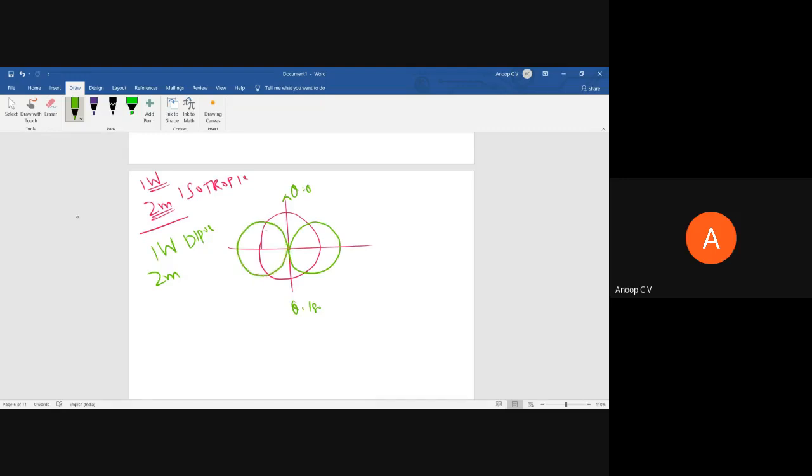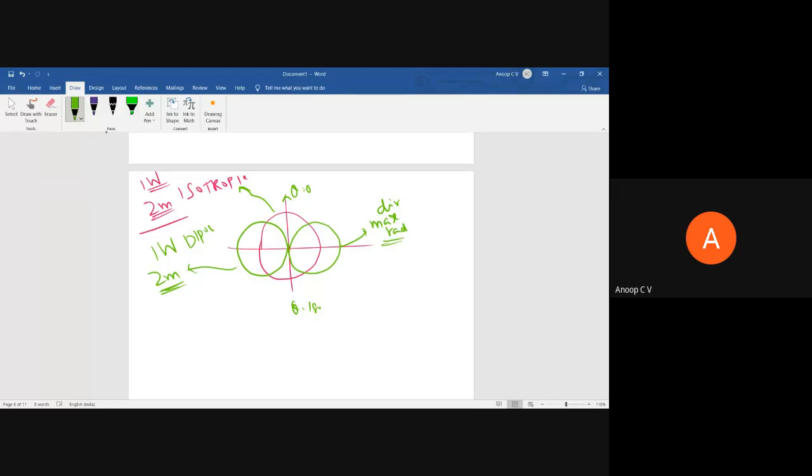So at 2 meter distance, in the direction of maximum radiation for a dipole, the green one is the dipole and this red one is the isotropic radiator. You can see the dipole transmits more power. The power in the direction of maximum radiation for a dipole is more compared to a reference antenna, the isotropic radiator.